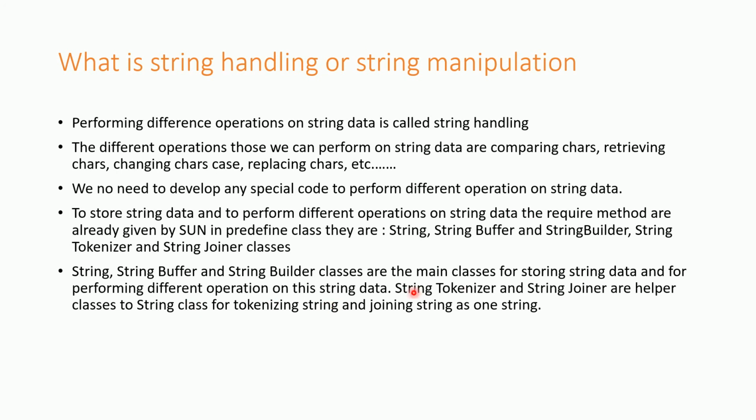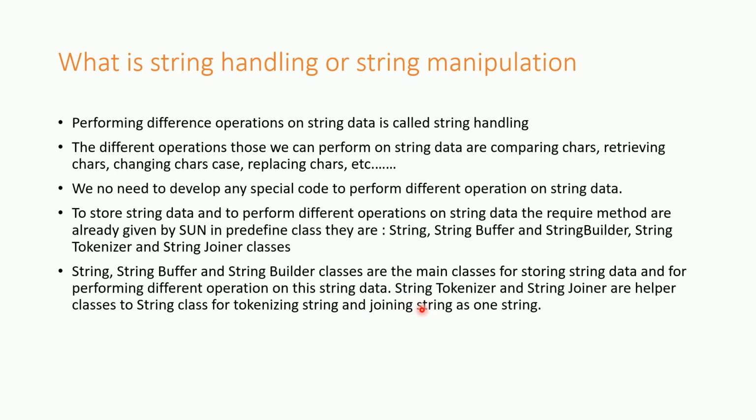Okay, right. StringTokenizer and StringJoiner are the helper classes to the String class. To the String class they have two more classes. These two classes are the helper classes. With the help of these two classes we can tokenize the string, and join strings as one string. Like this we can perform the operation, right?